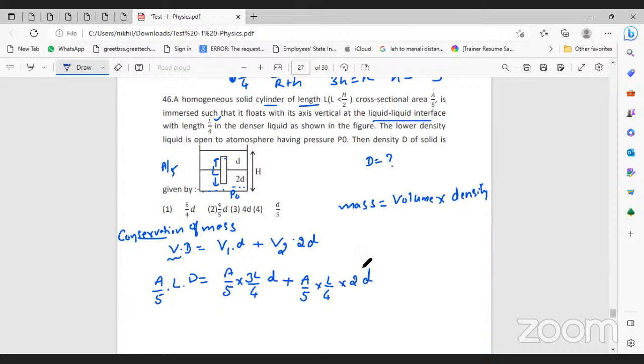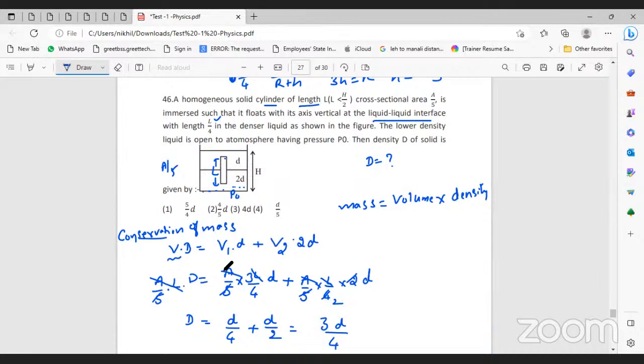Now you can simplify for capital D here, students. So you can cancel with AL, you can cancel with AL. Now you can also cancel with 5, 5, 5. So capital D will be equal to D by 4 plus 2 ones are 2 twos are. So it will be D by 2. On LCM it is 4. So it will be 3D by 4.